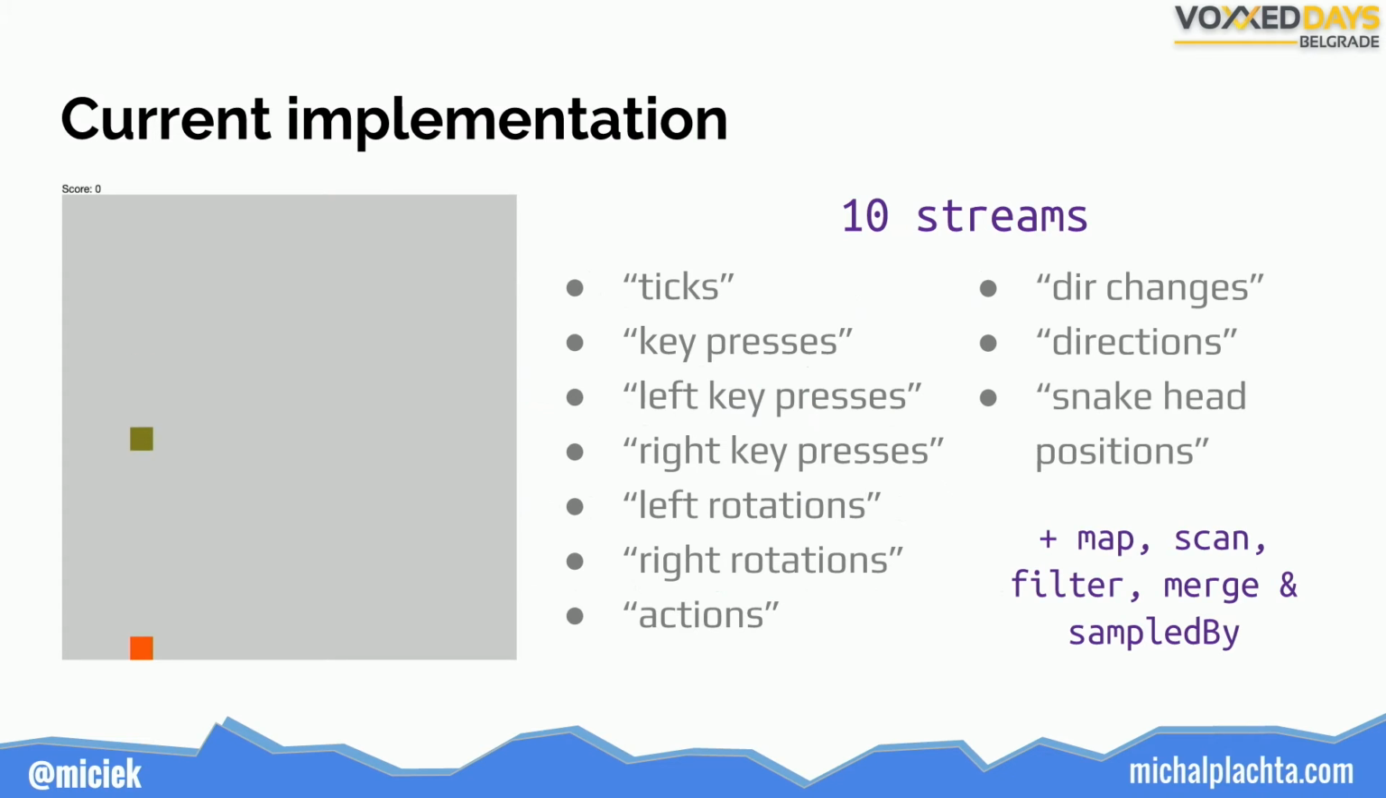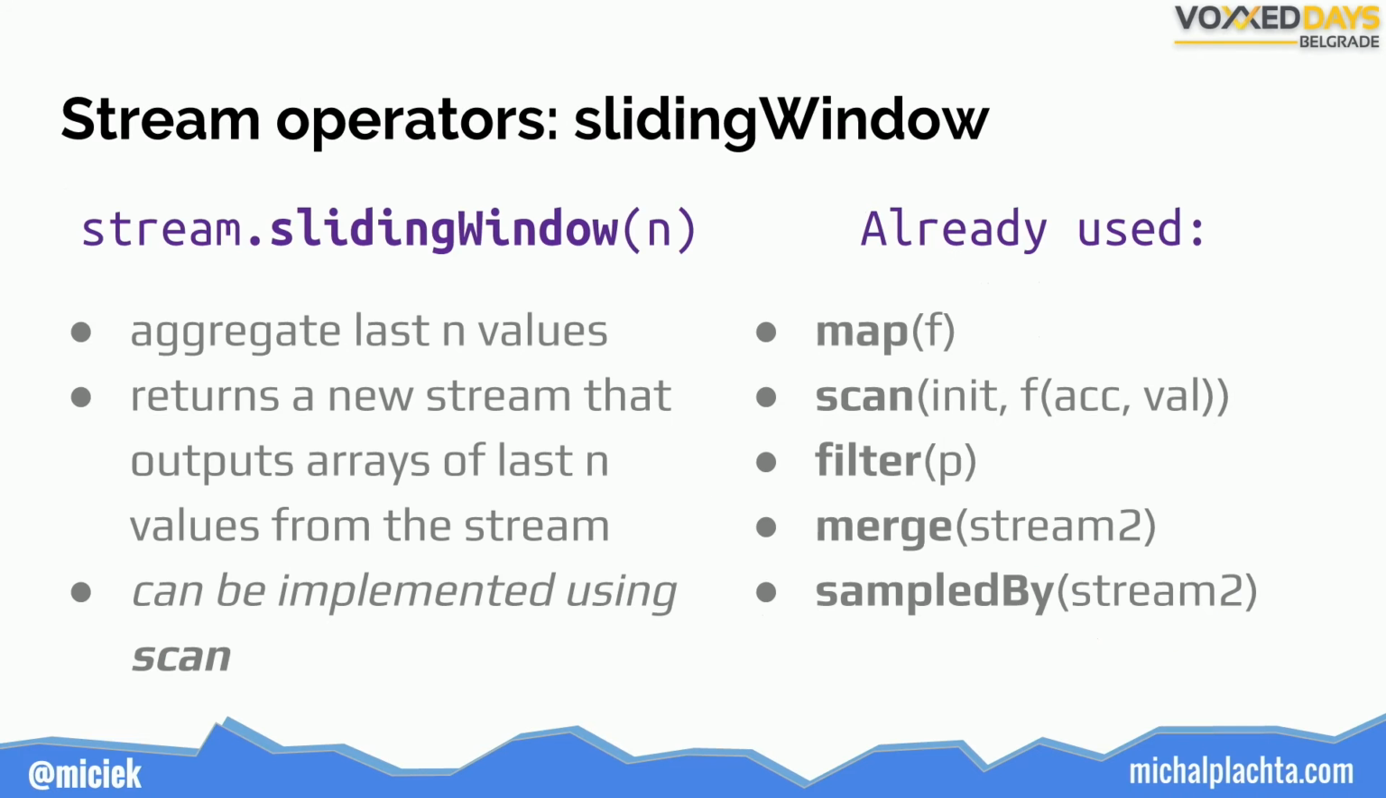So this is what we have right now. Current implementation using 10 streams and 5 operators. So the user can move around, and the snake does what the user wants it to do. Let's make the snake bigger. We can use another operator, which is sliding window. What it does, it just gets the last n values from the input stream, and outputs them as an array of those values.